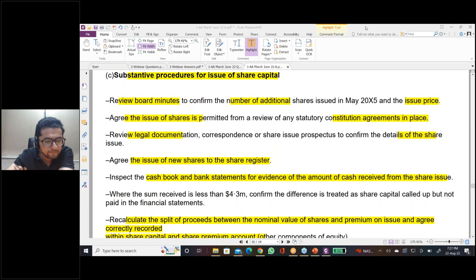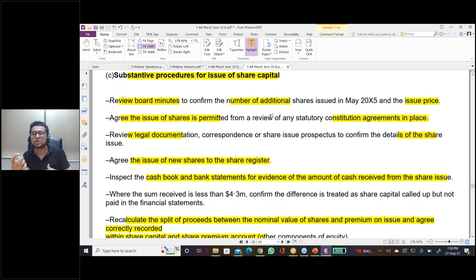Okay, procedure number two: whatever shares they have issued, they cannot come up with anything not in line with the company's constitution. So I need to make sure that whatever shares they have issued, it is in line with the company's articles of association, which is called the constitution agreement. Is this clear? You could use the words articles of association.